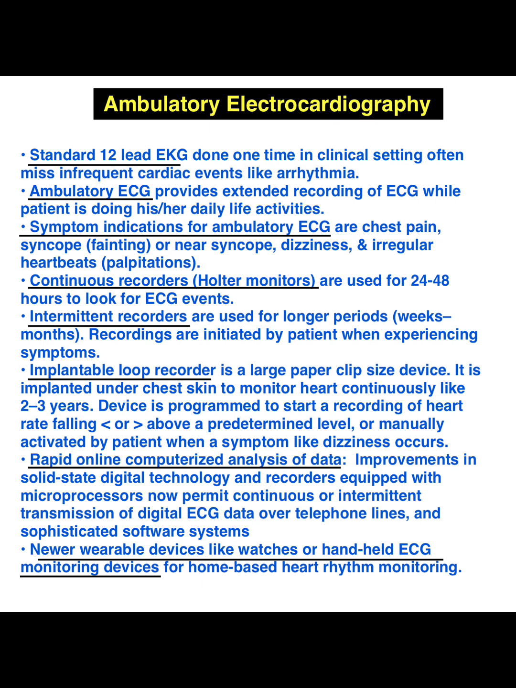Continuous recorders or Holter monitors are used for 24 to 48 hours to look for ECG events. Intermittent recorders are used for longer periods like weeks or months. Recordings are initiated by the patient when experiencing symptoms. Implantable loop recorder is a large paper clip sized device. It is implanted under the chest skin to monitor the heart continuously for 2 to 3 years.